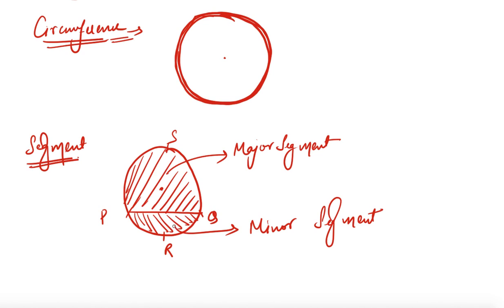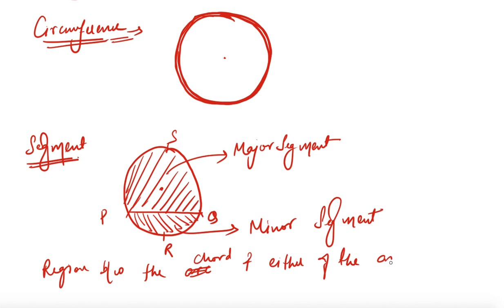So you can say that the region between the chord and either of the arcs is known as a segment of the circle.